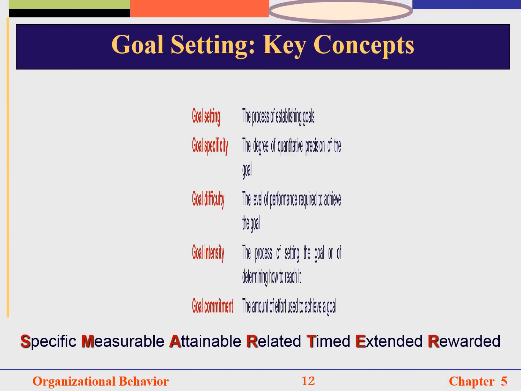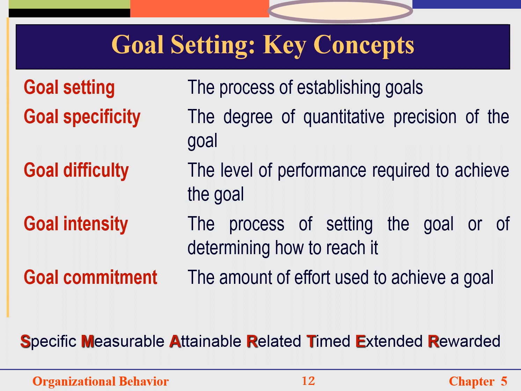And finally, here are some key concepts related to the goal setting theory. The first is the definition of the goal setting. The goal setting is the process of establishing goals, of developing goals, of assigning goals to employees or workers. Goal specificity, the degree of quantitative precision of goals. If the goal is measurable and precise, this goal may motivate people better or more than the qualitative goal.